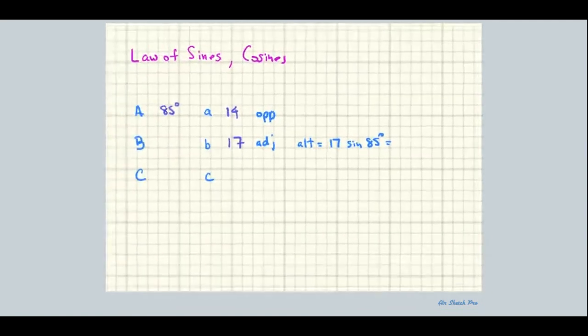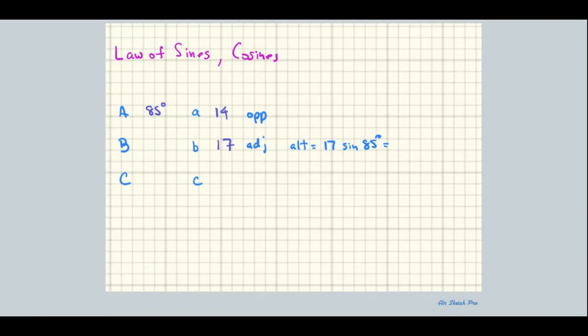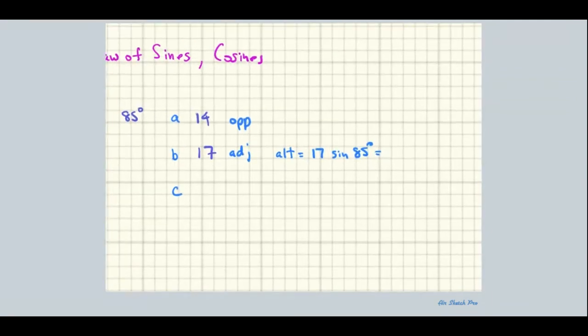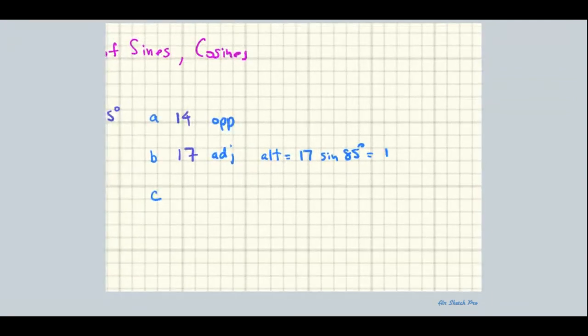17 sine 85. What do you get, guys? That's the altitude. 16.9. Okay, guys. Opposite greater than altitude.